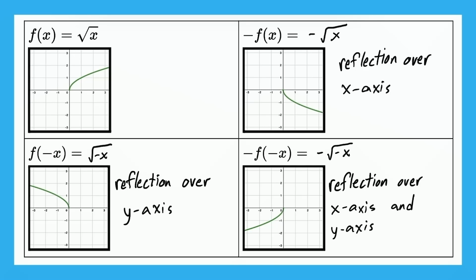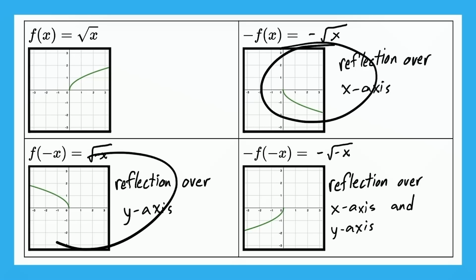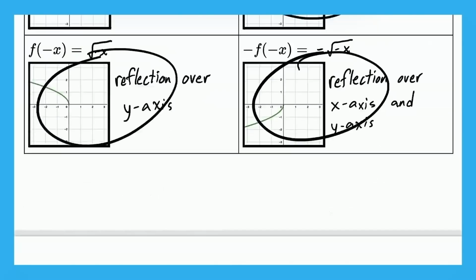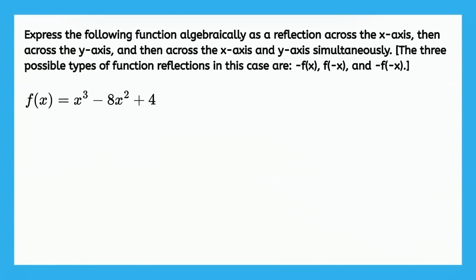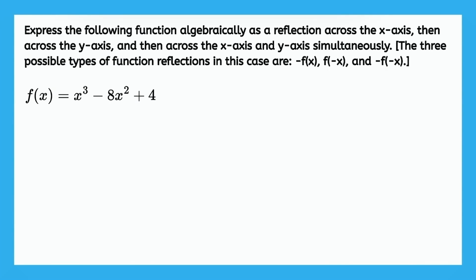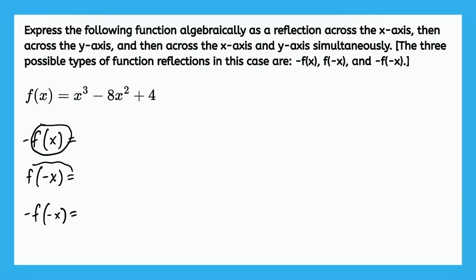And the nice thing is that the order that we did each of these explanations is the same order that we are being asked to do our process here. X-axis, then y-axis, then both. All right, so here we have represented each of the three types of reflections that we need to do. This first one is the reflection across the x-axis. The second one is across the y-axis, and this third one is across both.